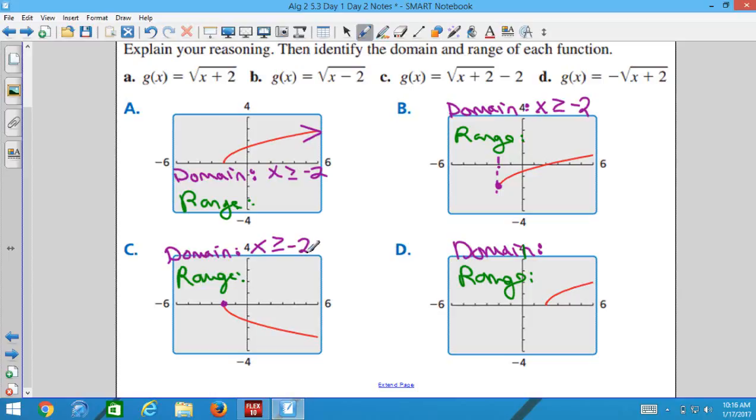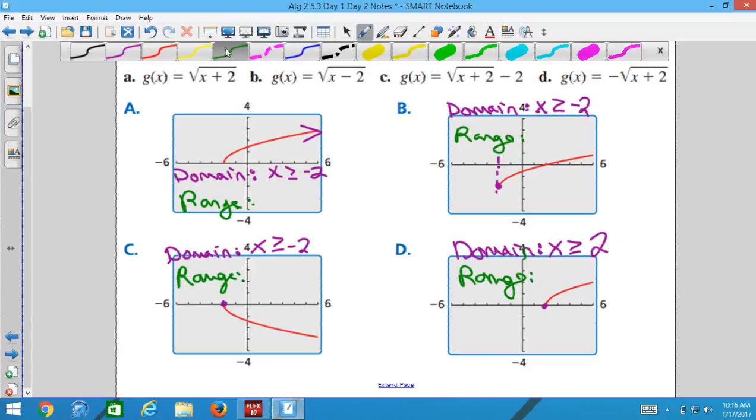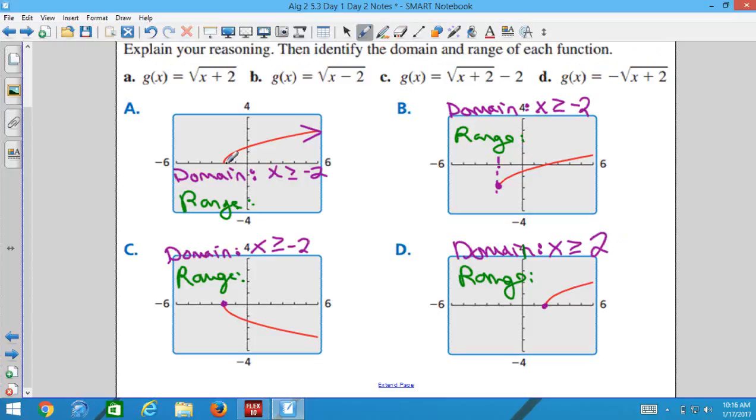How about the domain for D? That one starts at +2, so we've got x is greater than or equal to positive 2. That's the only one that starts at a different place, left or right. So then look at the range. You're looking at the starting point for the y's. So that's my lowest y value at 0. So we're going to do y is greater than or equal to 0.